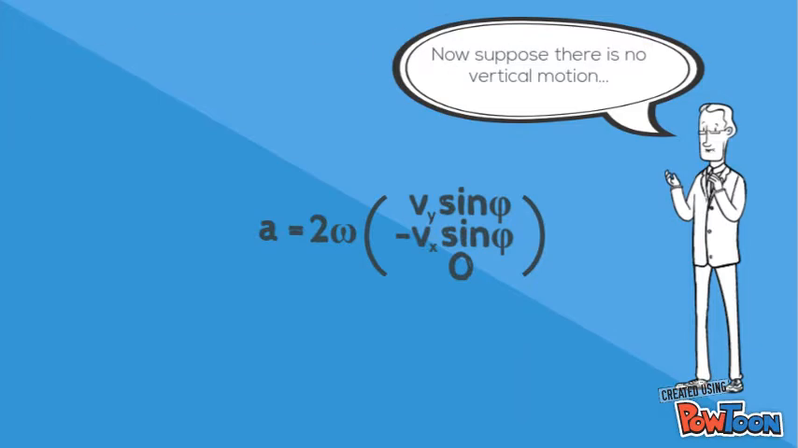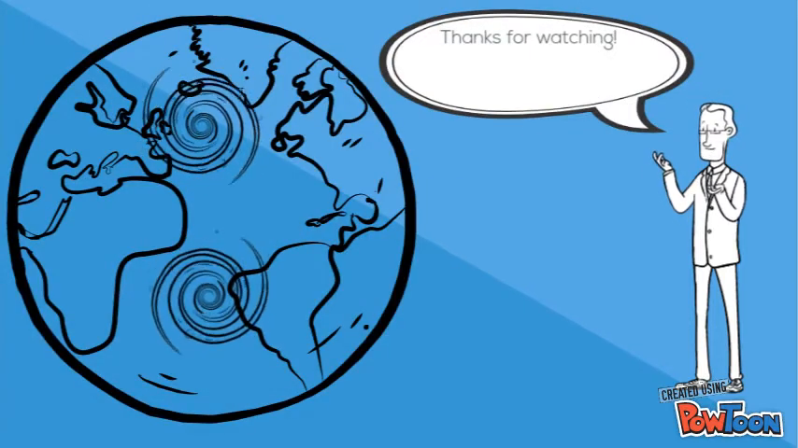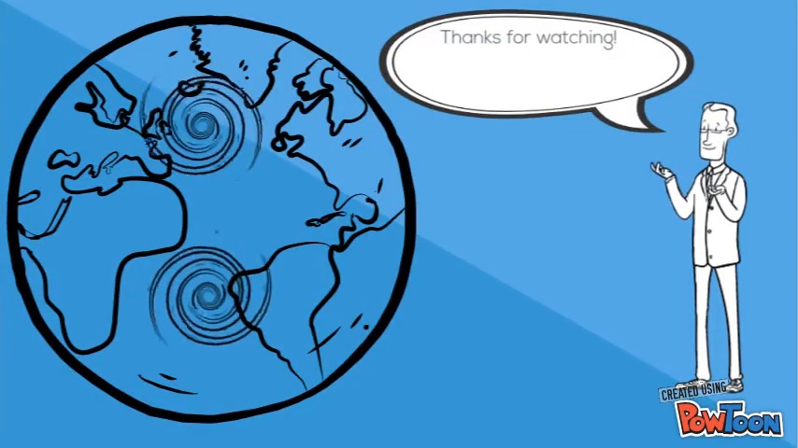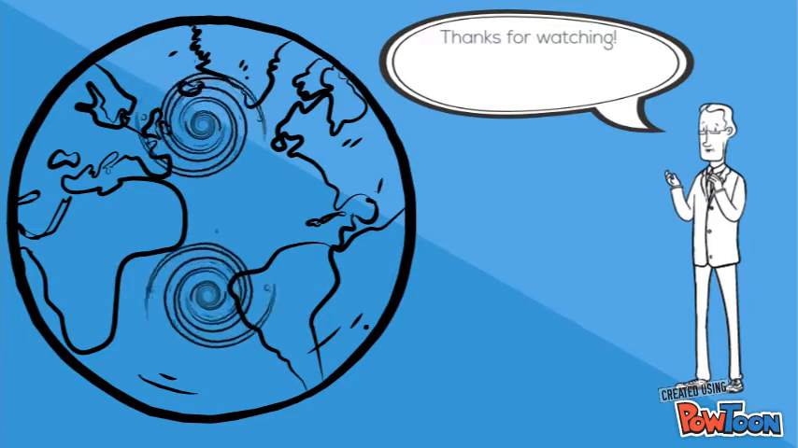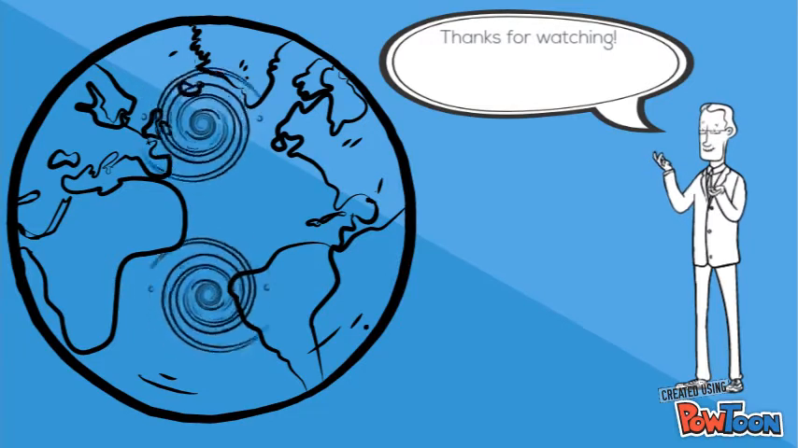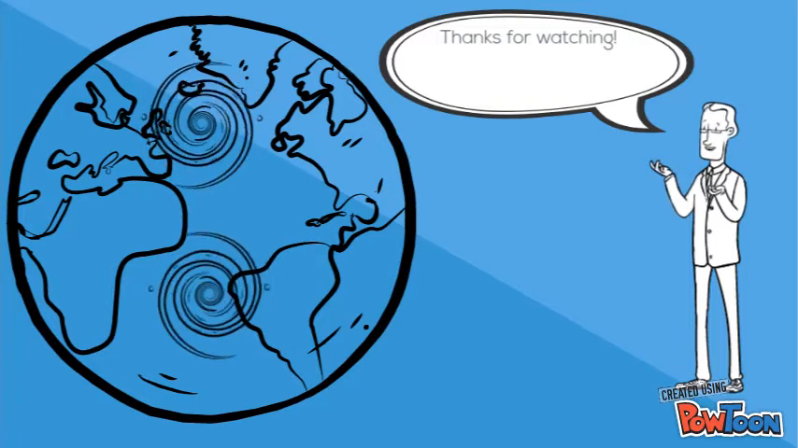Now that we have a better understanding of the Coriolis effect, we can see why storms in the northern hemisphere spin counterclockwise, while storms in the southern hemisphere spin clockwise.